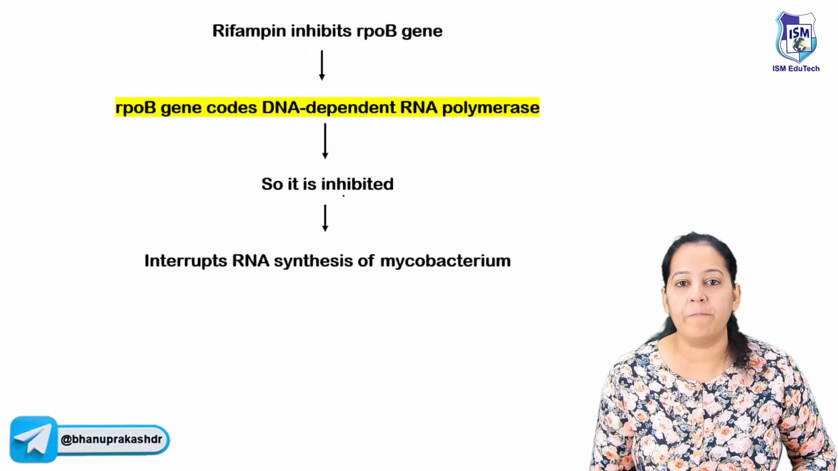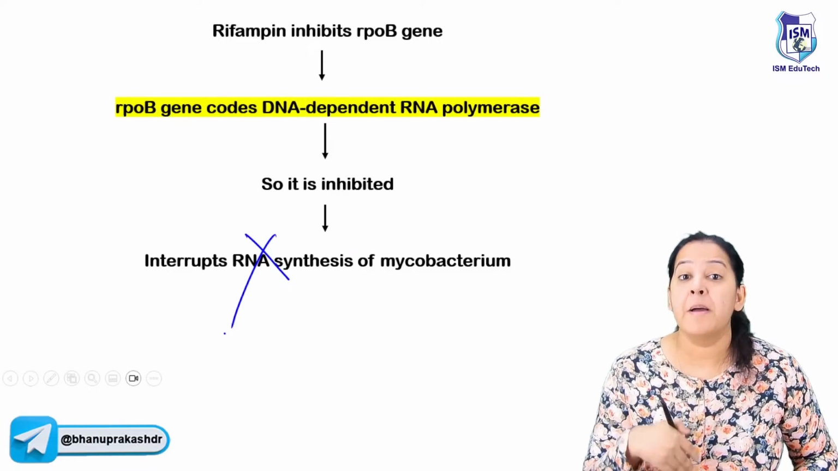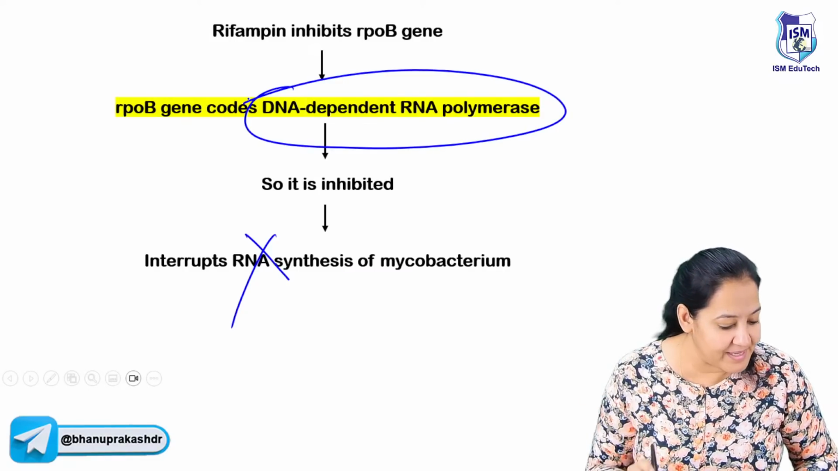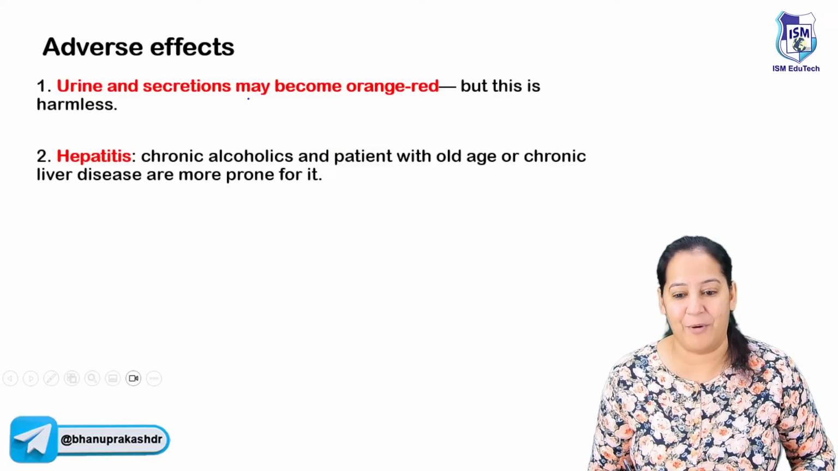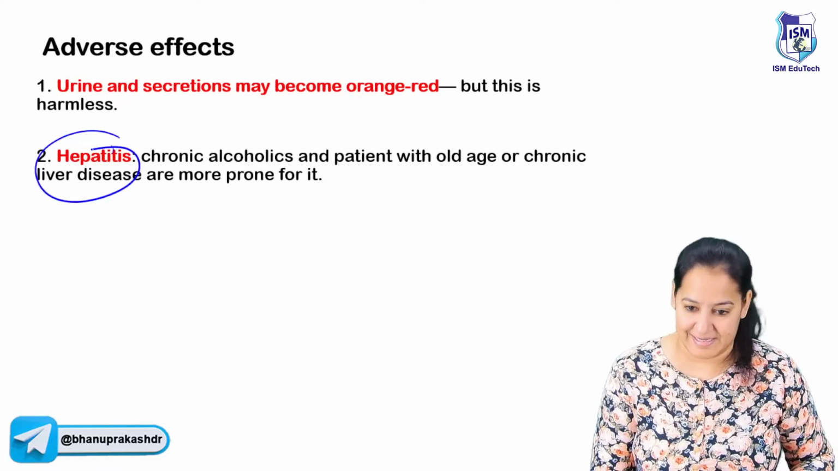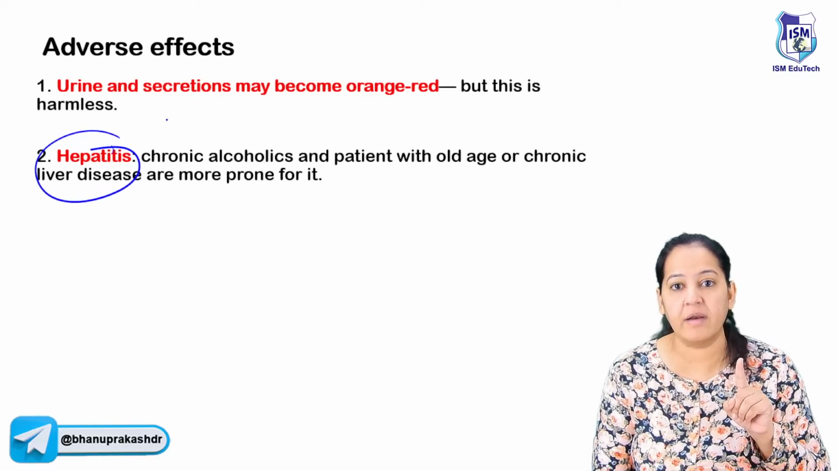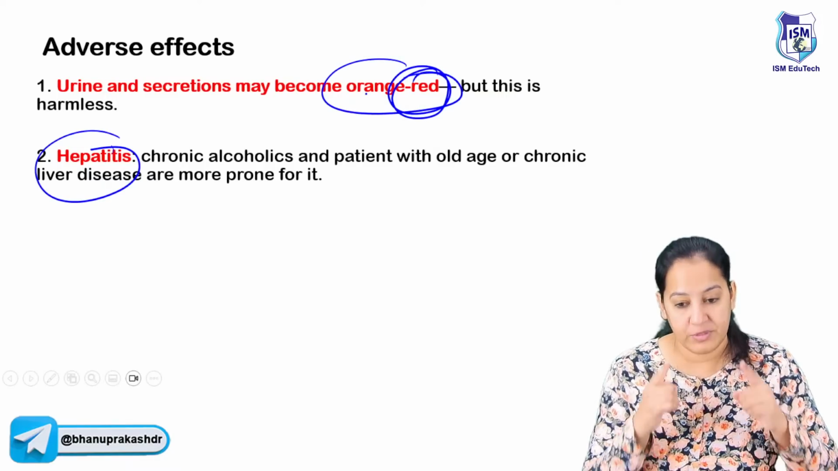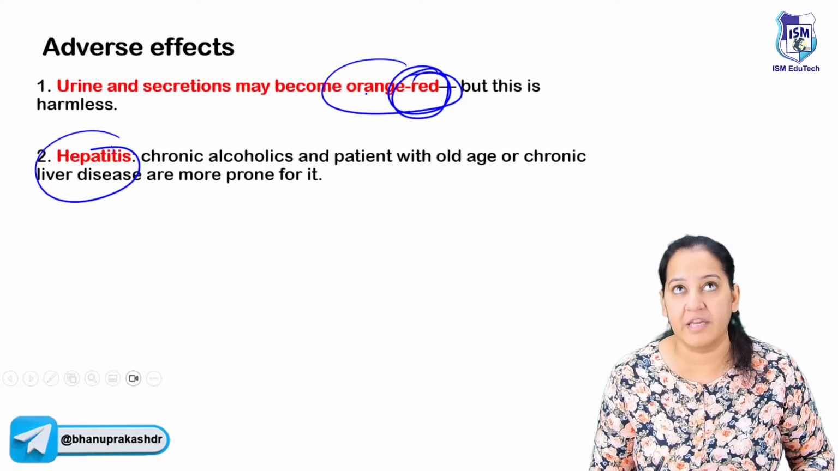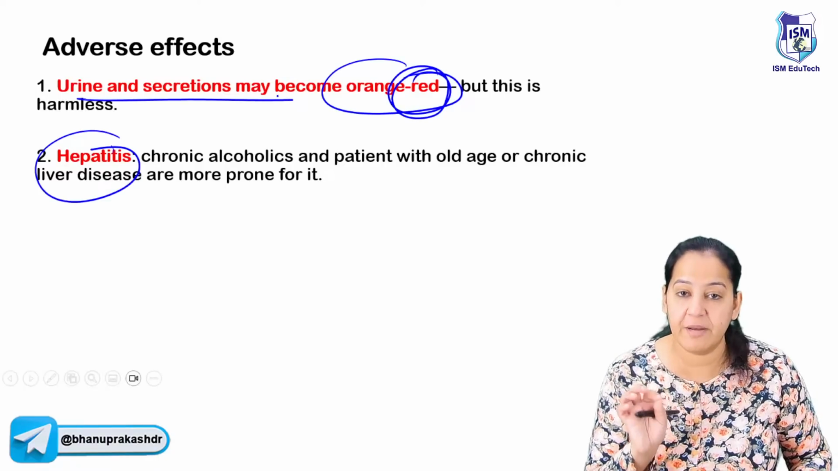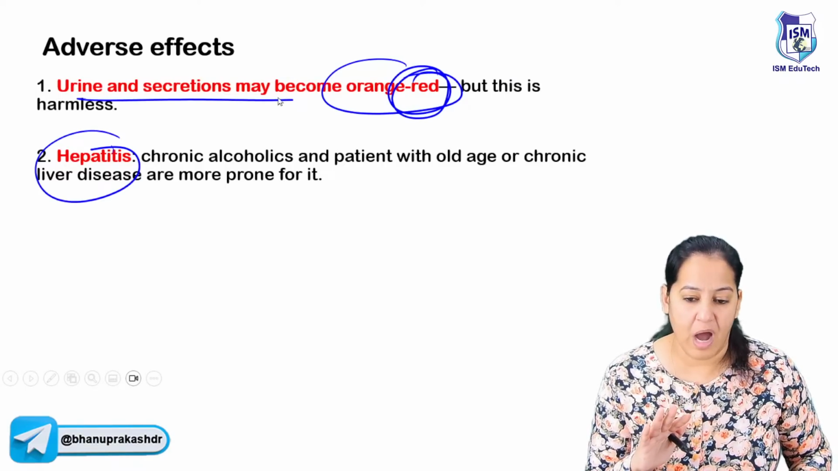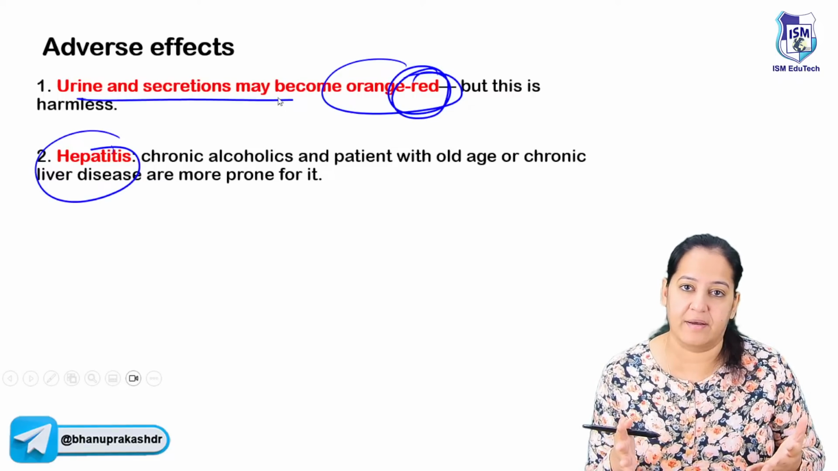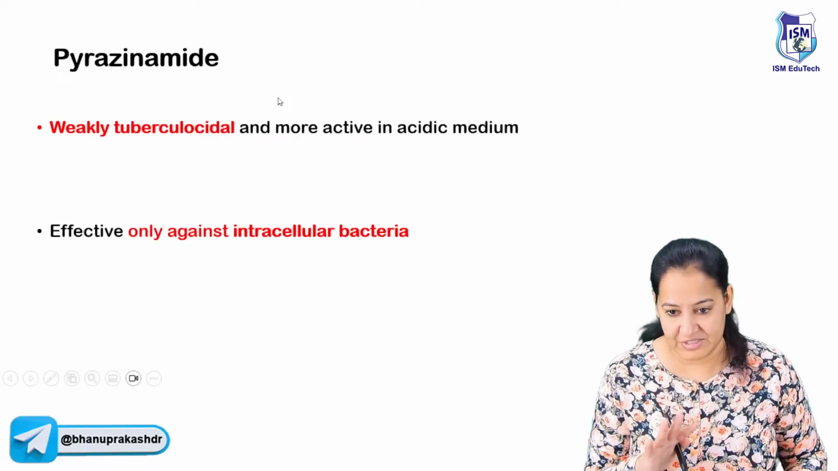The mechanism, you know, it inhibits RNA synthesis in the bacteria by inhibiting an enzyme, the name of the enzyme is DNA-dependent RNA polymerase. Say yes. Adverse effect, it also causes hepatitis. But one more adverse effect you have to learn. It causes all the secretions in the human body orange or red. So the tears, the nasal secretion, the urine, all the secretions will become orange or red. So ask the patient not to get anxious or worried when the urine is red in color. It's not blood. It is a side effect of this drug.